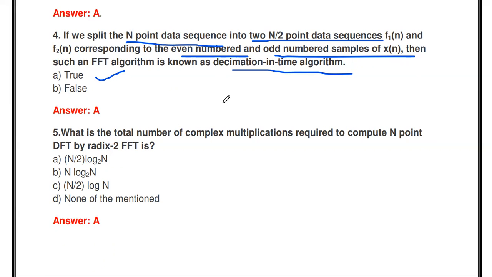That is x of 0, x of 2, x of 4, x of 6, the even numbered sequence, and the odd numbered sequence x of 1, 3, 5, 7. We perform N by 2 point DFTs, then we combine the answers. So this algorithm is called the decimation in time algorithm. In the decimation in frequency algorithm, if the given data is an N-point DFT, first the N by 2 sequence is separated, then the next N by 2 sequence is separated. That algorithm is called the decimation in frequency algorithm.